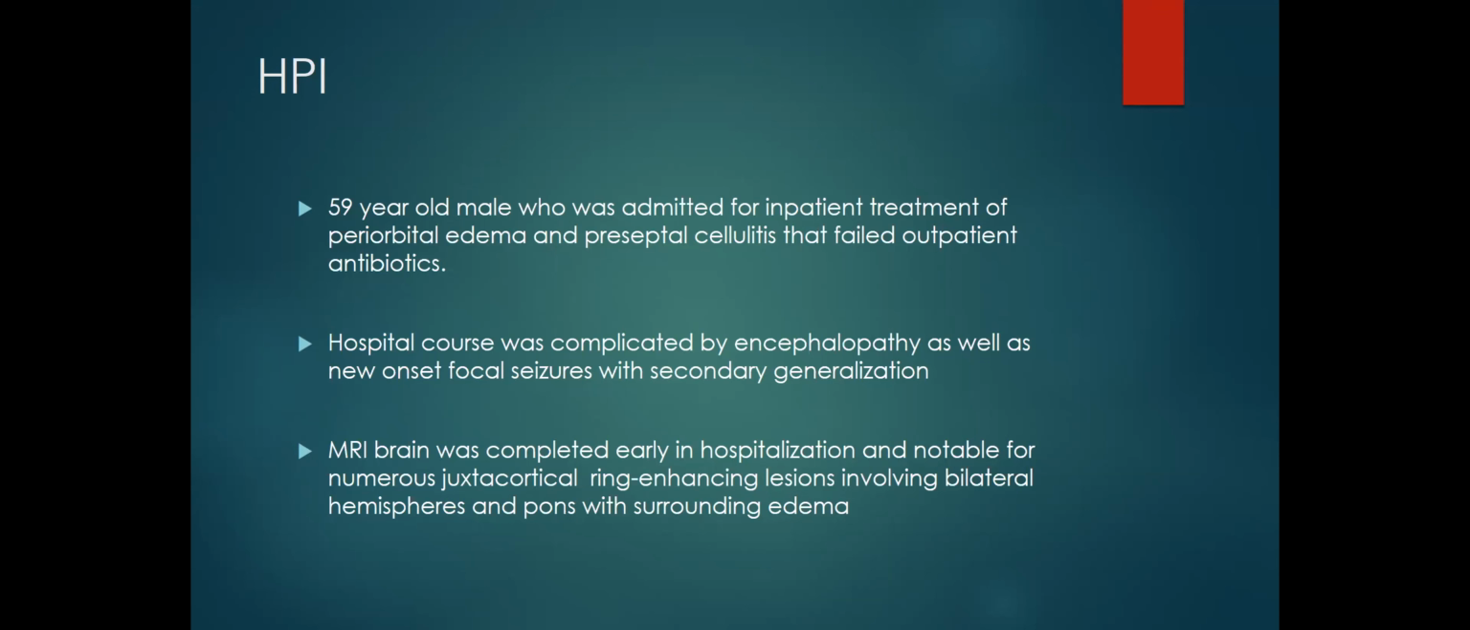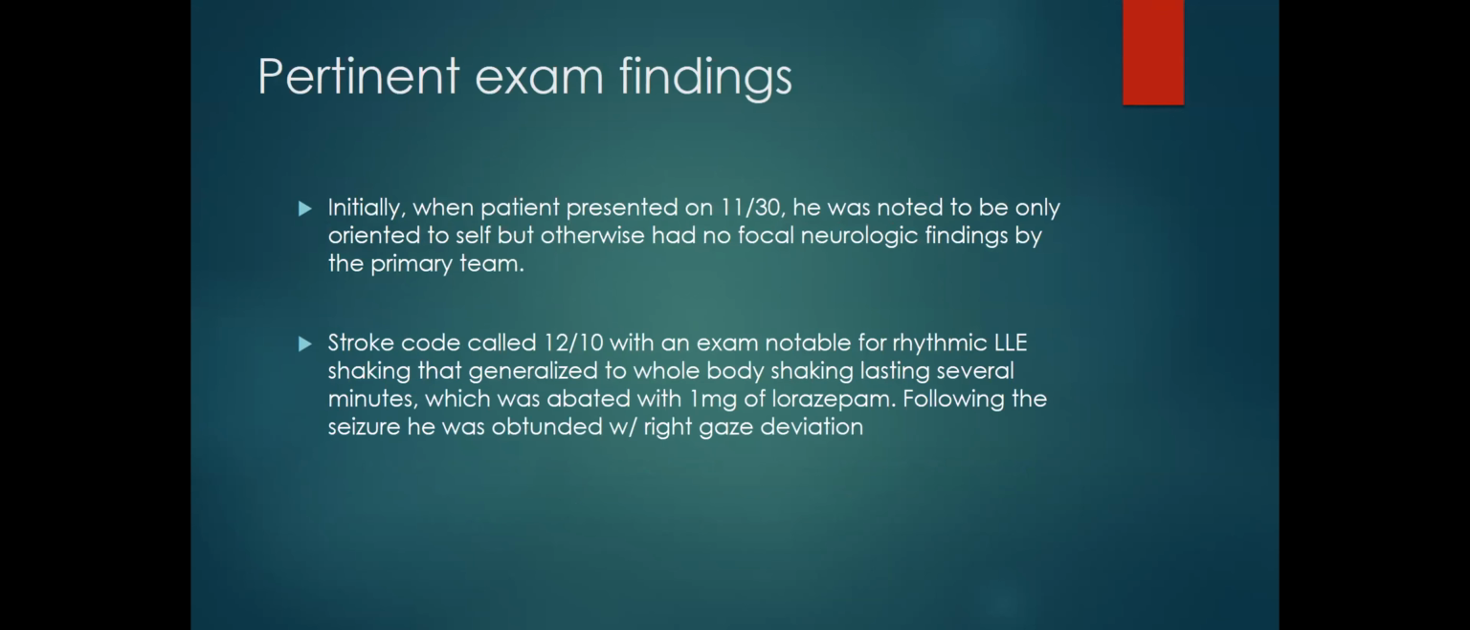Early on in the hospitalization, there was an MRI brain that was completed, and that was notable for some juxtacortical ring-enhancing lesions, numerous ones that were involving the bilateral hemispheres as well as the pons with some surrounding edema. Now, going back, when he initially presented, his exam was noted to be only oriented to himself. However, he had no focal neurological findings that were seen by the patient's primary team.